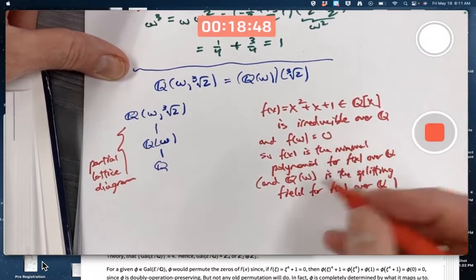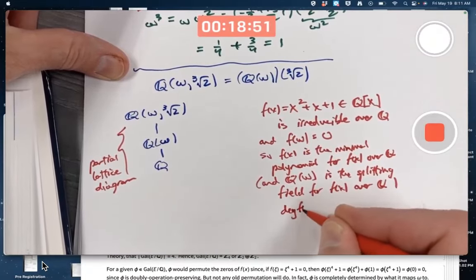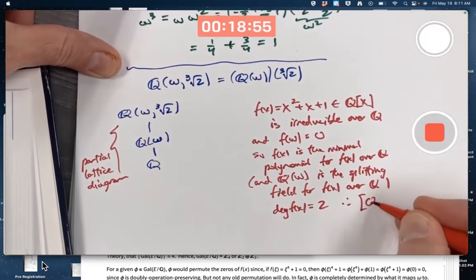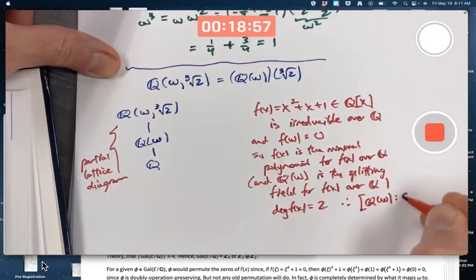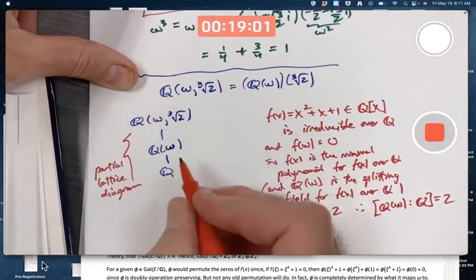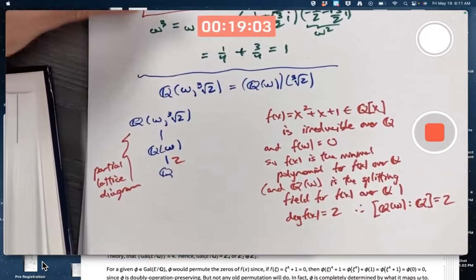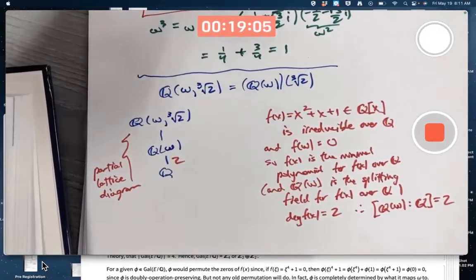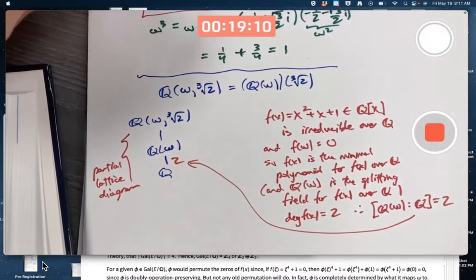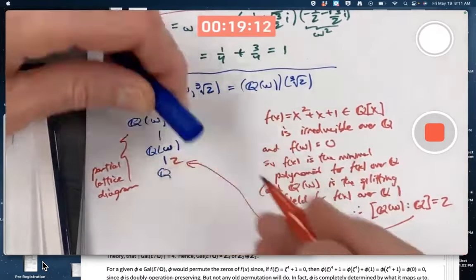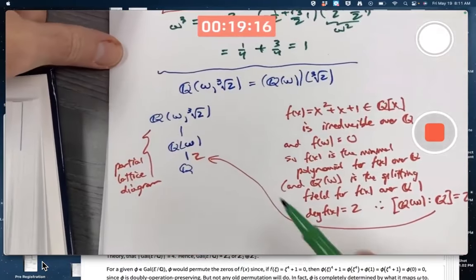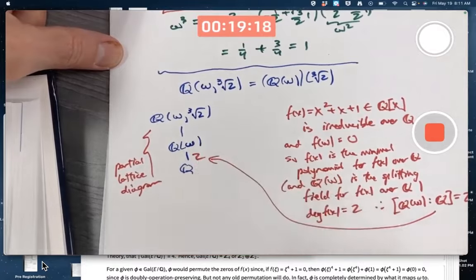The degree of f is 2. Degree of f(x) is 2. Therefore, the degree of the extension Q(omega) over Q is 2. And I can put a 2 there. What about the degree of this one? I claim the degree of this one is 3.